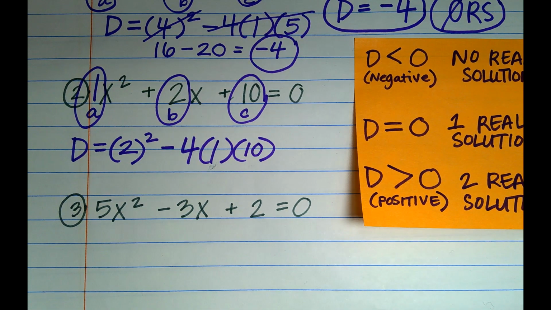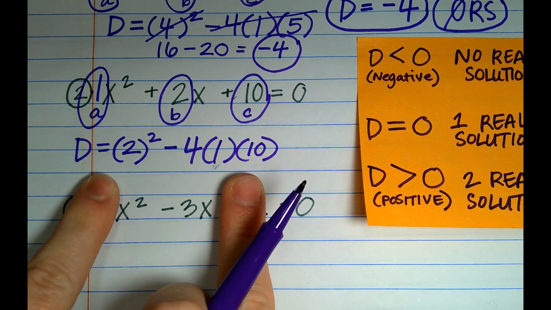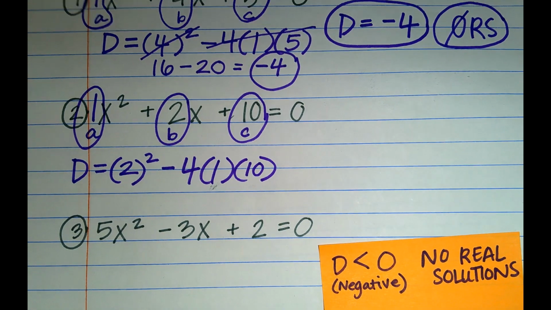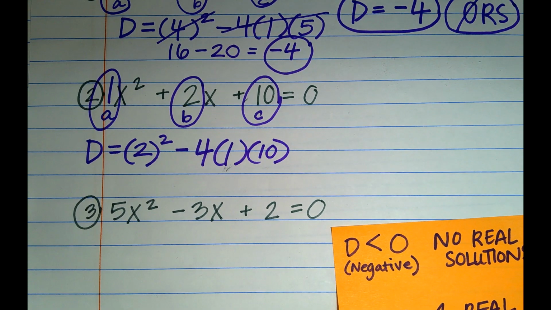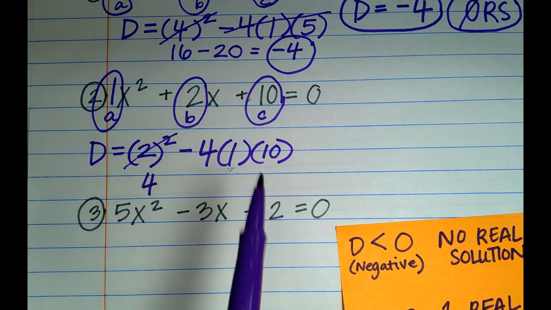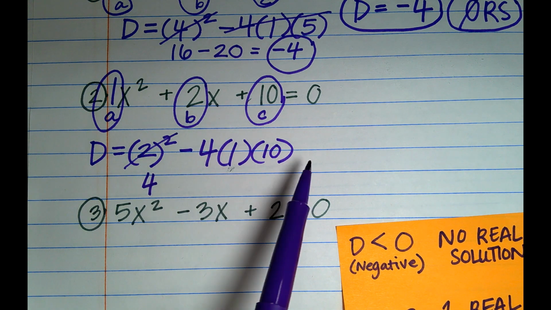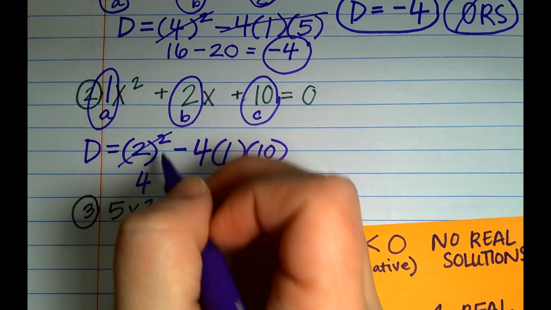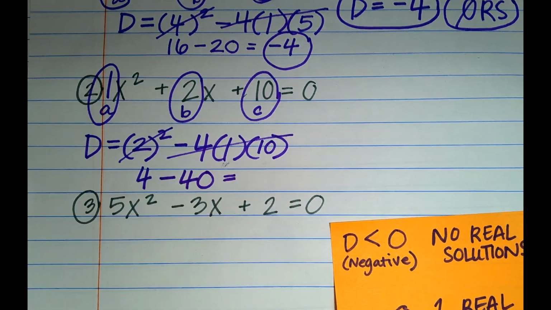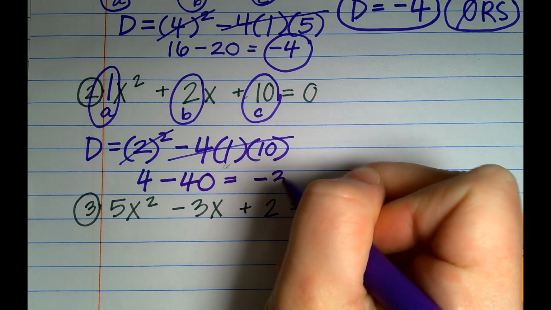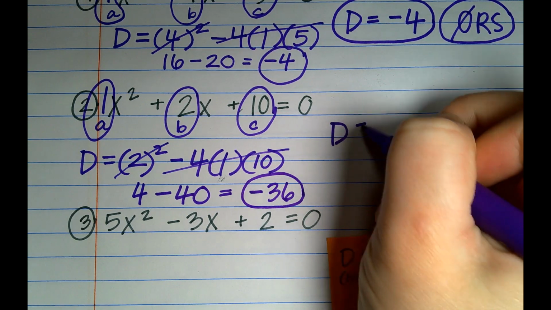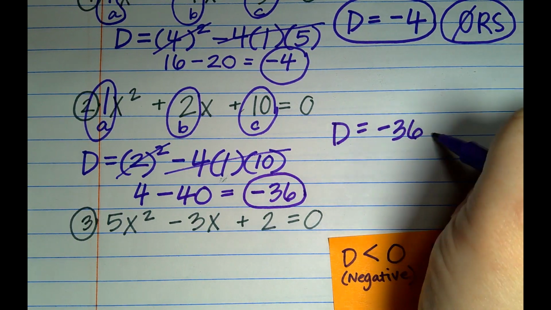We're working. Okay, so we have our values plugged into the discriminant formula. B squared minus 4 times A times C. So, what do I do first? 2 squared, which is 4. Now I've got minus 4 times 1 times 10. Negative 40. 4 minus 40 now is what? Negative 36. Perfect. So our discriminant is negative 36.